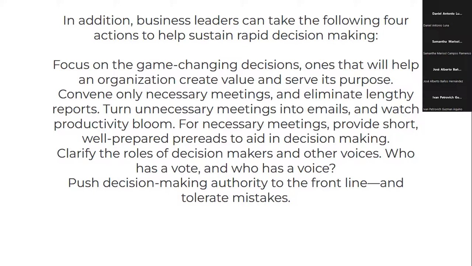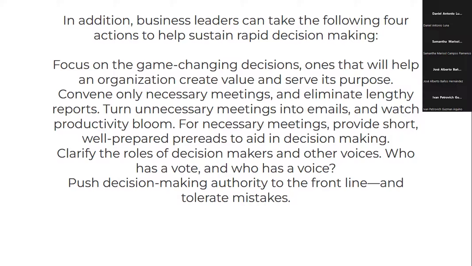Very good, perfect, thank you. So yes, efficiency, right? That is the key of this part. And the good thing is that it says that we have four actions that we can do in our companies or processes or anything like that, so we can be agile. That is the word for the whole thing, right? First one is focus on the game-changing decisions. Ones that will help an organization create value and serve its purpose. So yeah, there are things that you need to decide, but they are not that relevant. So don't think about that too much.